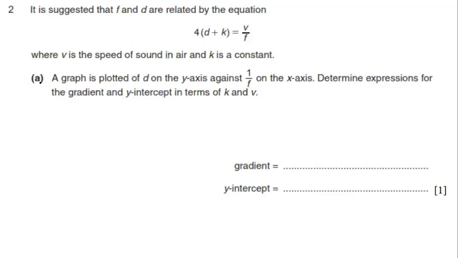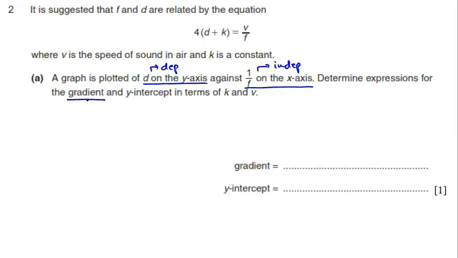See students, this is part A of the second graph question in the workbook. It is suggested that f and d are related by the equation 4 times d plus k equals v over f, where v is the speed of sound in air and k is a constant. Part A says a graph is plotted of d on the y-axis, that is d is our dependent variable, against 1 over f on the x-axis. So 1 over f is our independent variable. Determine expressions for the gradient and y-intercept in terms of k and v.